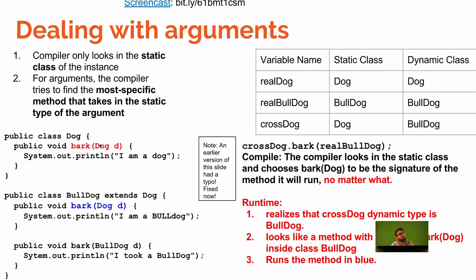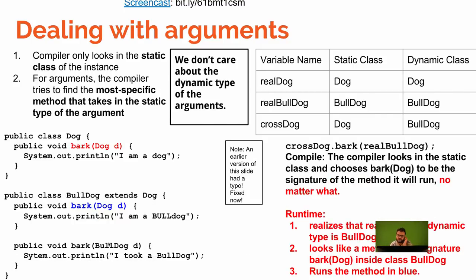But now during runtime, we realize that cross dog is actually a bulldog. Dynamic type is the bulldog. And so we look in here and we find the method with the exact same signature, void bark dog, and so we run this one. We never even look at this. So if the compiler has decided this is a signature that will run, we will never end up looking at this method. Okay?